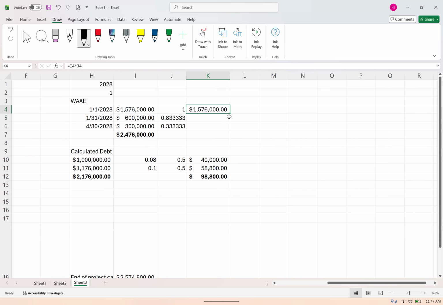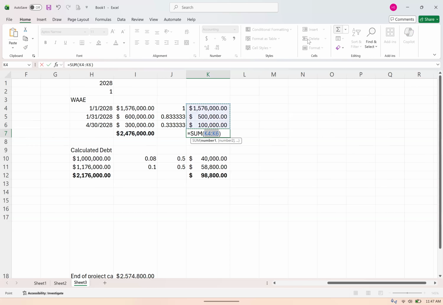Okay, and we're going to do that for all of them. I'm going to drag and drop, and I'm going to go ahead and do that one. Nope, not that one. So let's total that up. There we go. Okay, so 2176 is our weighted average accumulated expenditures.